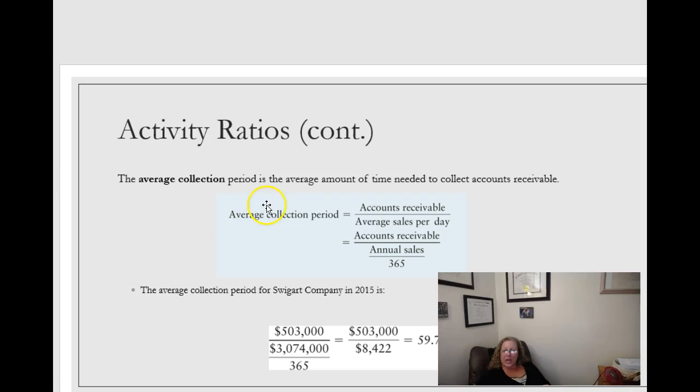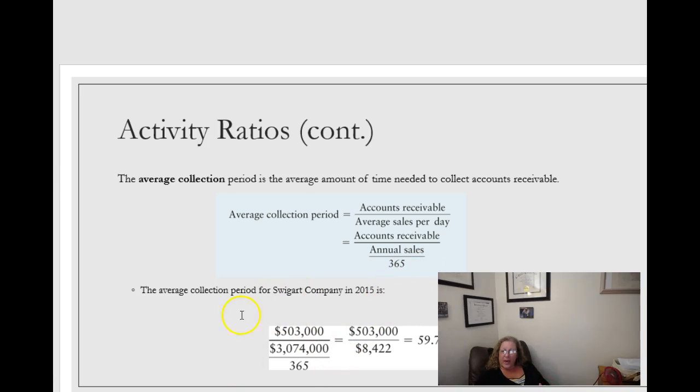The average collection period is the amount of time needed to collect accounts receivable. This is very important. How quickly are we getting the cash in? When we sell something on credit, how quickly are we getting the cash in? So we take accounts receivable and divide it by the average sales per day. And how do you get average sales per day? You take your annual sales and divide them by 365.